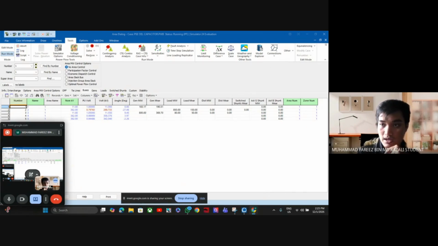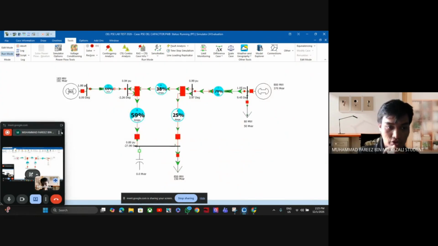Okay, now that's all for the part with no capacitor.